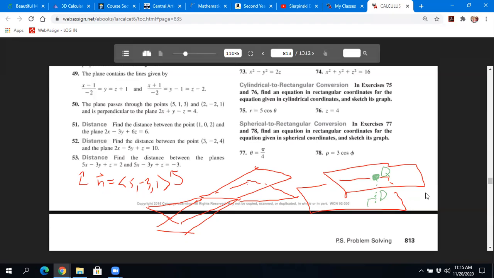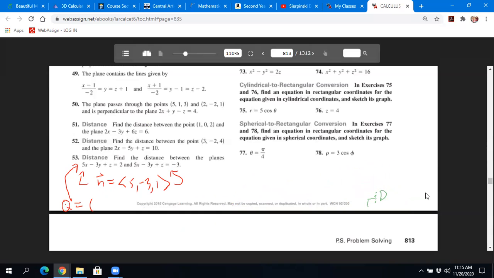So then all you have to do is pick a point Q on this plane. Let's pick a point Q, all right? What is a point Q that happens to be on that first plane? Yeah, 0, 0, 2 is a good one, for sure. Okay. 0, 0, 2 is on the first plane.